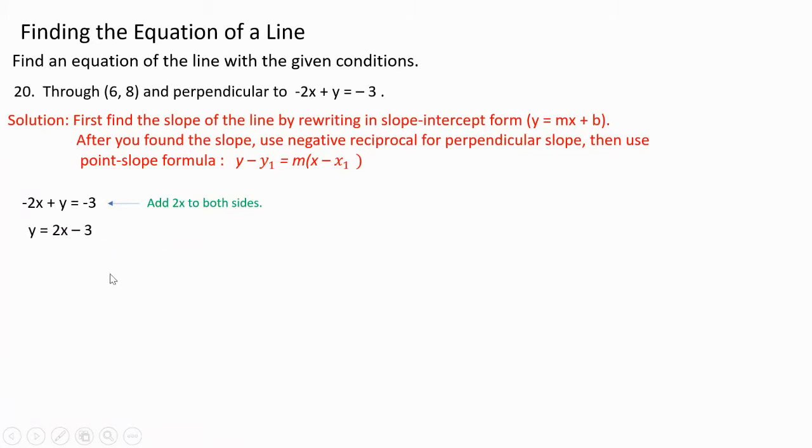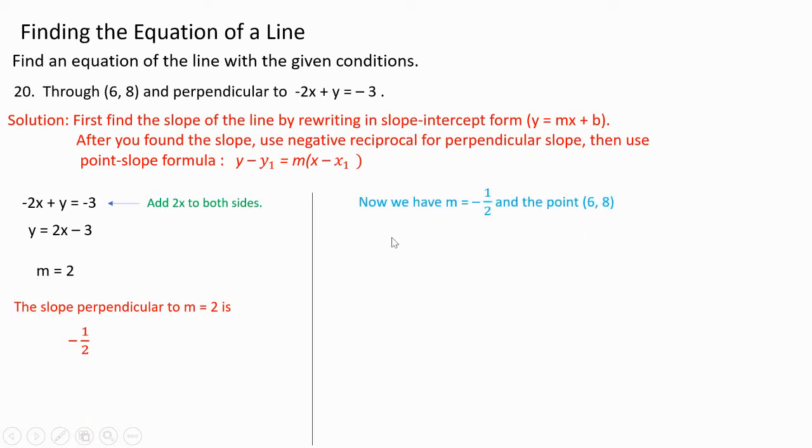So we add 2x to both sides. So I know my slope is 2. But remember, if they wanted a parallel line, then we would use the same slope like we did on the previous slide, on number 19. But now they want you to find the line that's perpendicular. So what's the opposite reciprocal of 2? Negative 1/2. So this is the slope that's perpendicular. This slope is perpendicular to the slope of that line over here.